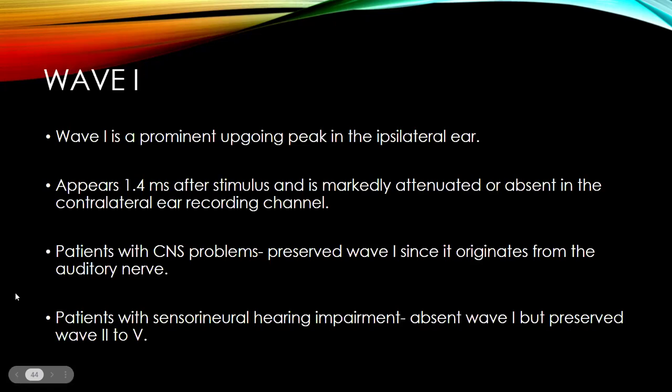So what are those waves? We will see. Wave 1 is a prominent upgoing peak in the ipsilateral ear. It appears 1.4 milliseconds after stimulus and is markedly attenuated or absent in the contralateral recording channel. So once we stimulate here we get the ipsilateral wave 1, but in the other ear we will not get the contralateral wave 1. Patients with CNS problems have preserved wave 1 since it originates from the auditory nerve. So wave 1 comes from the auditory nerve. Patients with CNS problems do not have waves 2 to 5, but they will always have a preserved wave 1. Patients with sensorineural hearing impairment might have an absent wave 1, but preserved waves 2 to 5.